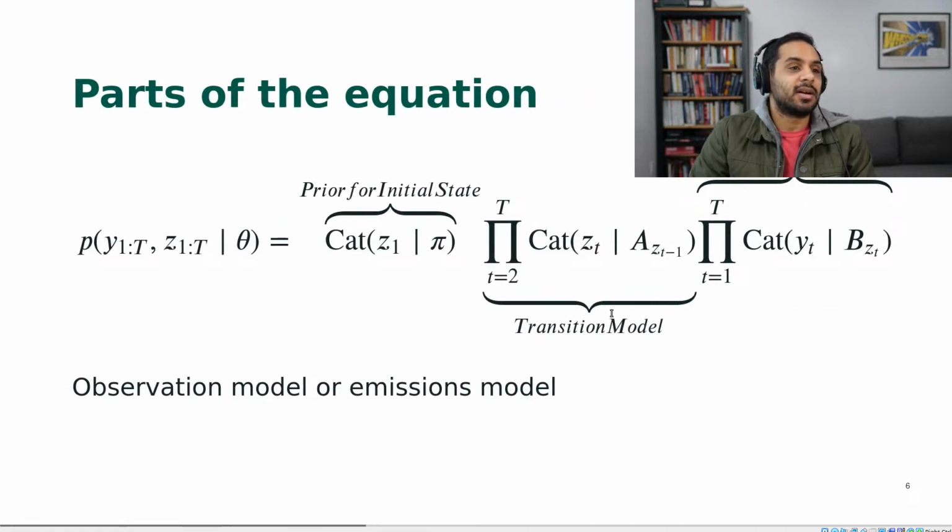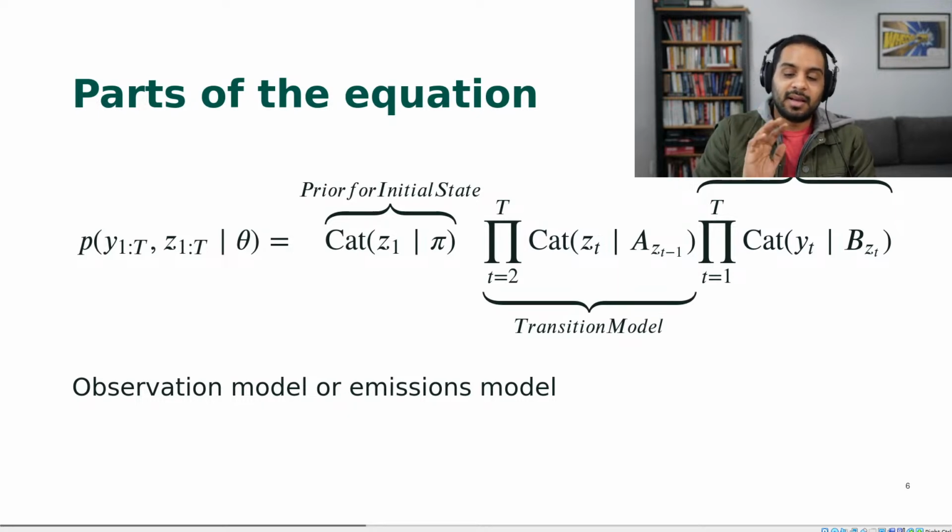And then there's also what's called the observation model or the emissions model. So we have the state of the world, which is which dice are we using, and then we have the observation of the world, which is what are the dice rolls that we are seeing.